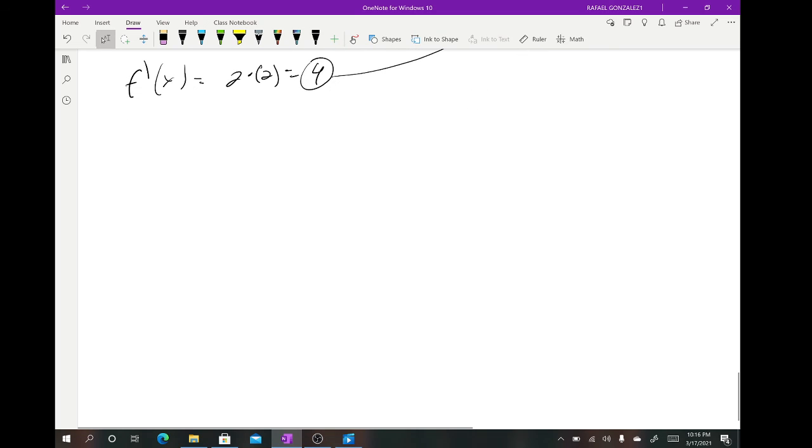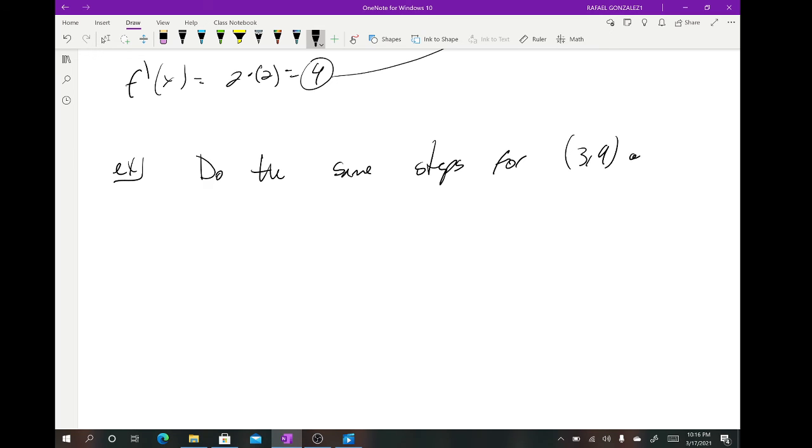You could do another problem. I'll leave it as an exercise. Do the same steps for the points (3, 9) and (9, 3) with the same function. So you literally just have to figure out what f prime of 3 is, and then what g prime of 9 is. And they should be equal. I mean, they will be equal. We just have to show that.